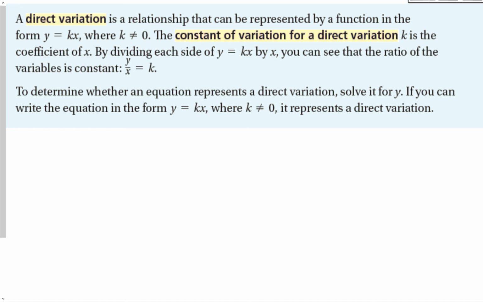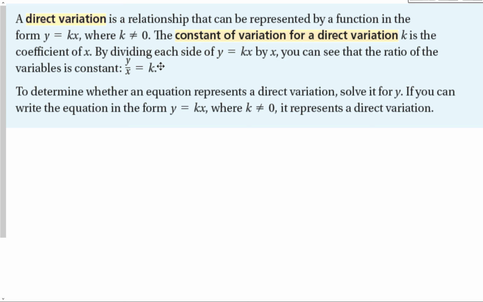So direct variation is a relationship that can be represented by a function in the form y is equal to k times x, where k is not equal to 0. Or else, if you multiply x by 0, you would always get y is equal to 0. Pretty boring. The constant of variation for direct variation, which is k, is the coefficient of x. By dividing each side of y is equal to kx by x, you can see that the ratio of the variables is constant. Y over x is equal to k, no matter what y and what x you have.